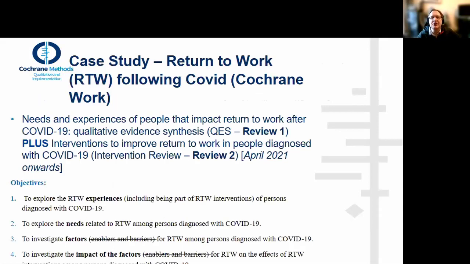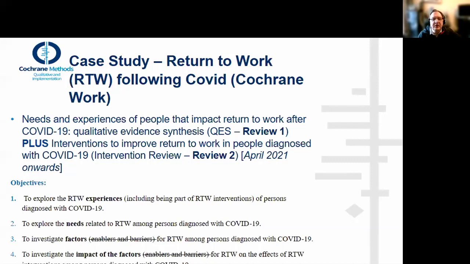So this is very much a current review. This is the return to work following COVID by the Cochrane Work Group. I was invited to join the qualitative evidence synthesis group. At the same time, the intervention review protocol was going through the process. You'll notice from the objectives here that the focus is very much on trying to understand people's experience in returning to work and what they needed as a result of their work-related factors.